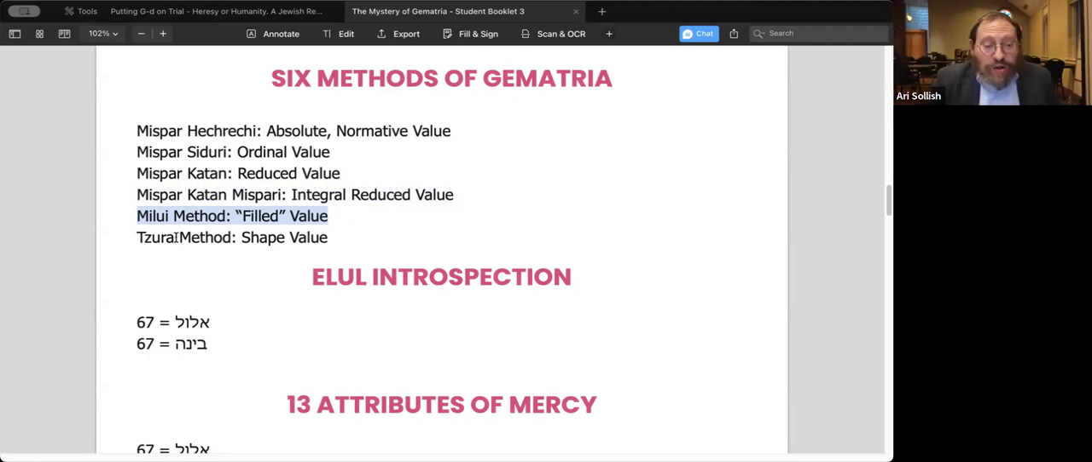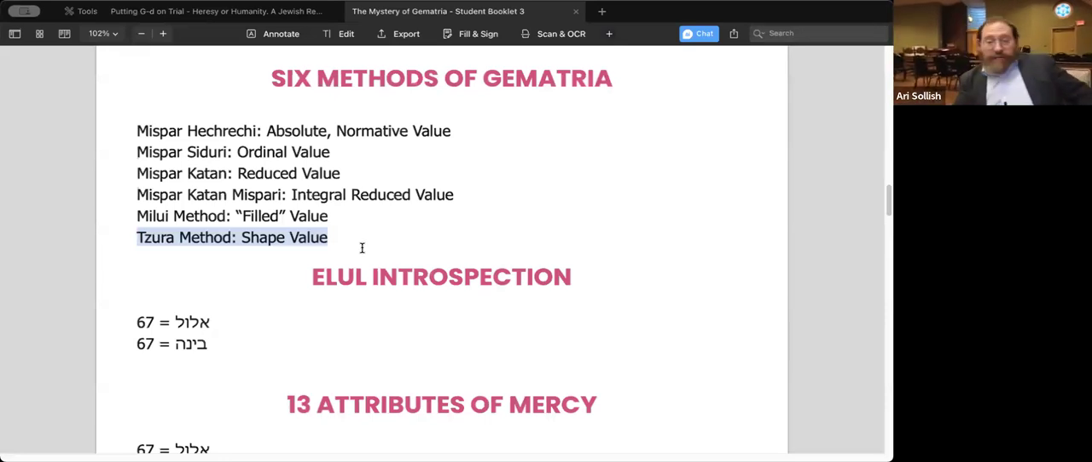Now, the final option, the 6th option, is called the Tsura method. Tsura literally means shape. Tsura method means the shape of the letter, like Aleph, for example. Always reverting to Aleph in our examples. Aleph is comprised of 2 Yuds and a Vav, 26. So that's the Tsura method.